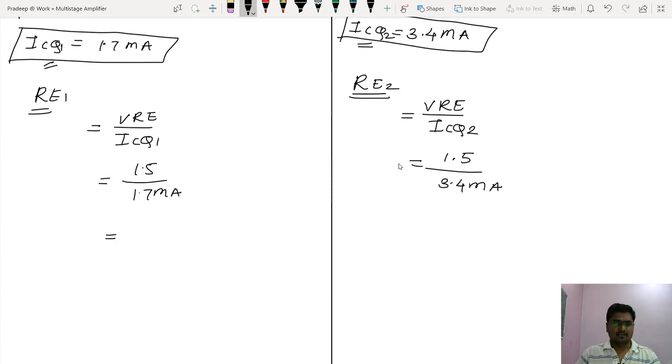Hence by calculator, what am I getting here? I am getting 882.3 ohm. This is the value of RE1.